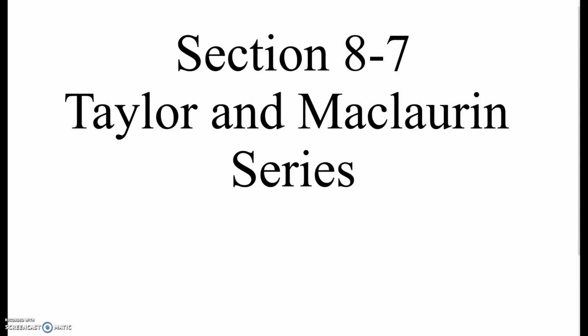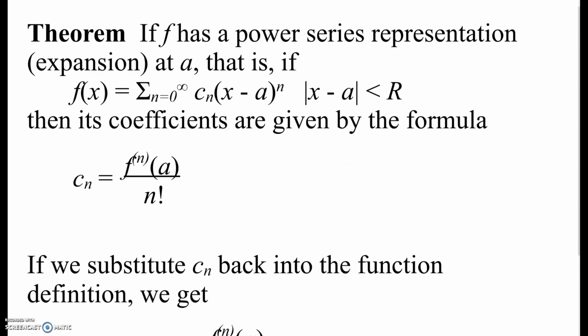All right, welcome to the last section of new notes for Chapter 8 in AP Calculus, Taylor and Maclaurin series. So we have a theorem that says if a function f has a power series representation or a power series expansion at a, that is, f of x can be written as the series n goes from 0 to infinity of c sub n times x minus a to the power of n, where the absolute value of x minus a is less than r.